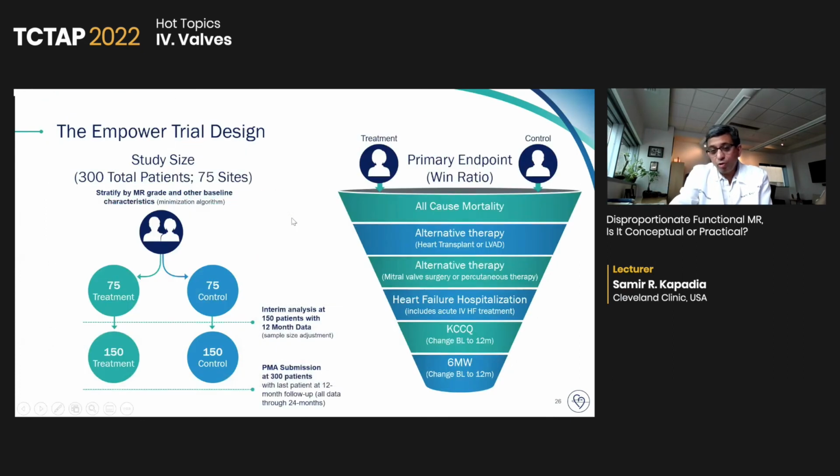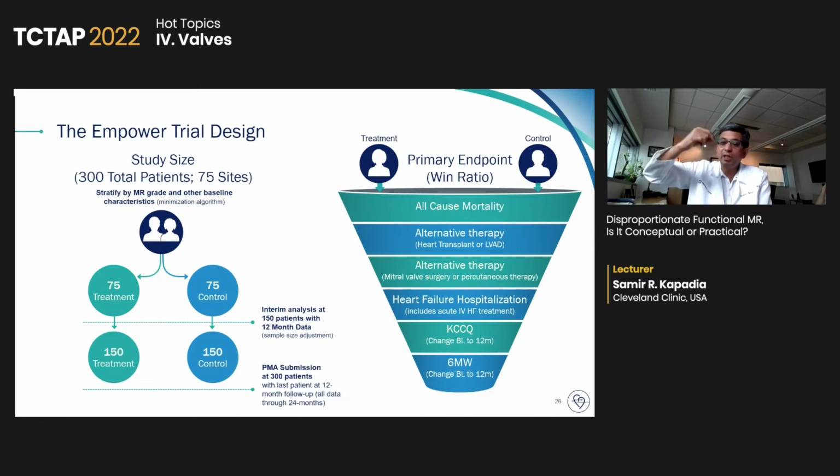The way this trial is designed now is that we are going to have, as you see here, 225 patients in each arm. So it is a 300 patient trial, with 150 patients in each arm, and an interim analysis halfway. The endpoint includes mitral valve surgery or other percutaneous therapies.